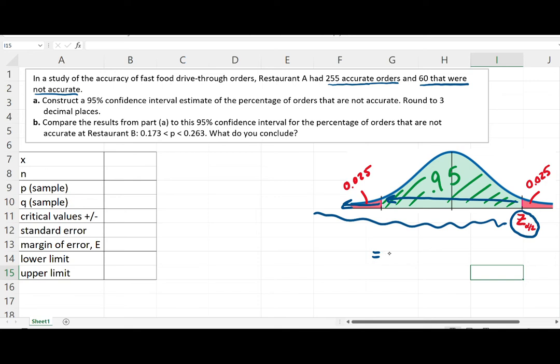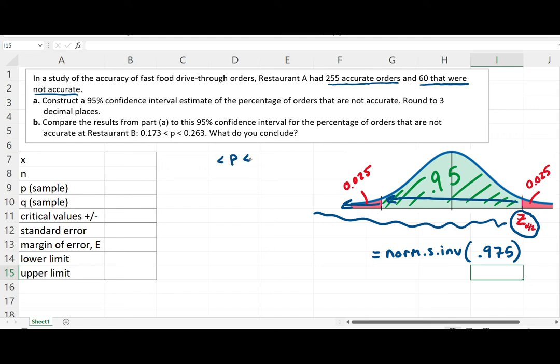So on Excel, we would say equals NORM.S.INV. That's the Excel function for the standard normal distribution, if we want Excel to tell us the Z-score when we know the area to the left of that Z-score. And in this case, it's 0.975 or 97.5%. Okay, so we're going to need this critical value. So over here on the left, I've already set up a table with all the components that we're going to need. So our confidence interval estimate should look like this.